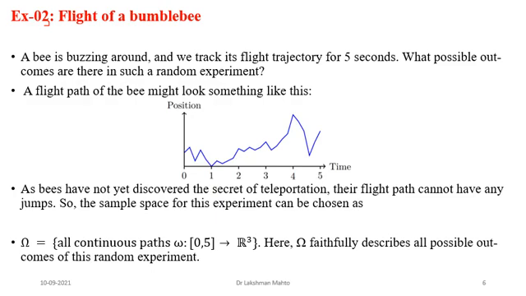So the sample space of this experiment would be the collection of all continuous functions defined over this time interval 0 to 5 seconds. Okay, so this is the sample space. Here this sample space omega faithfully describes all possible outcomes of this random experiment. We observe the trajectory of the flight of the bumblebee only for 5 seconds, so that is already fixed here. So it is the sample space of this random experiment.